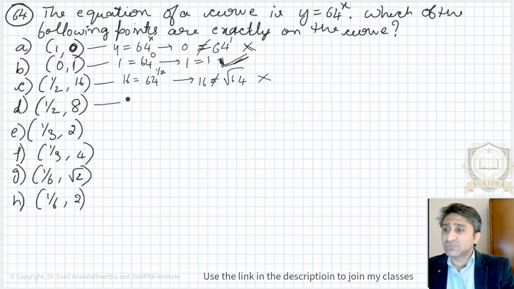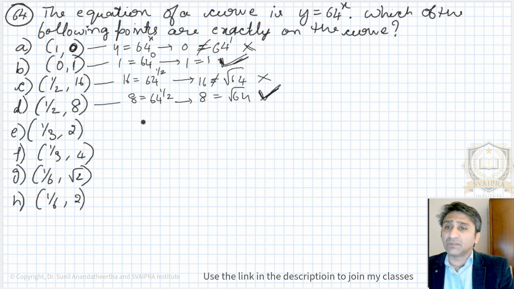So what about this one? 8 equals 64 to the power of half, which is the square root of 64, which is 8. So therefore this lies on the graph.